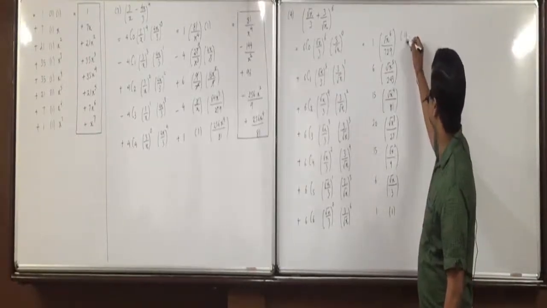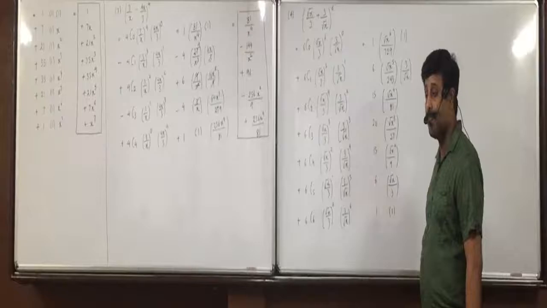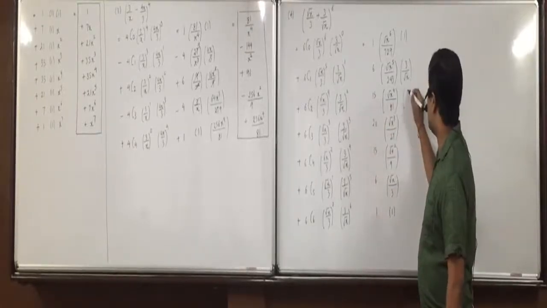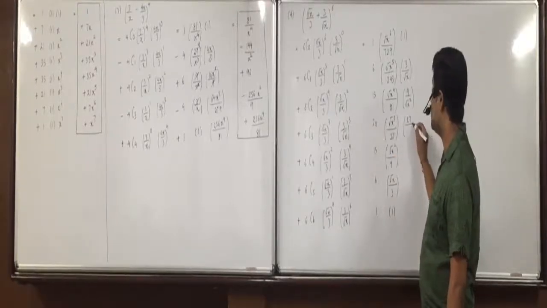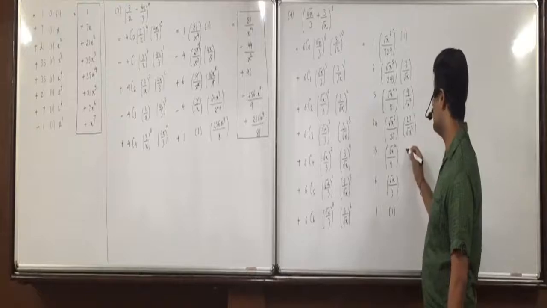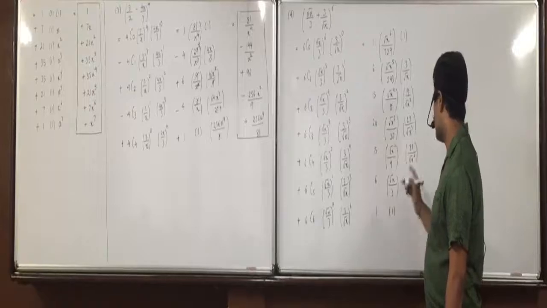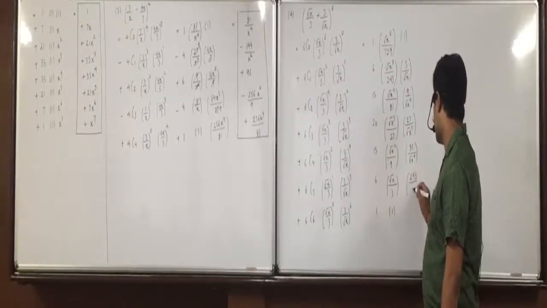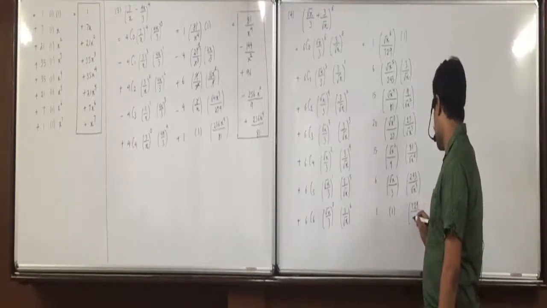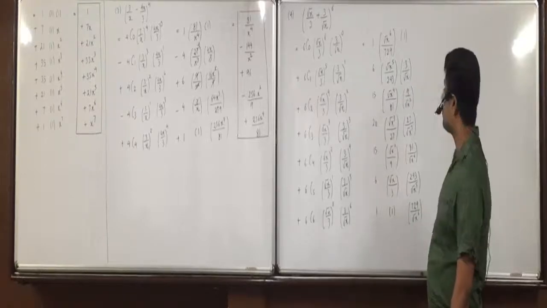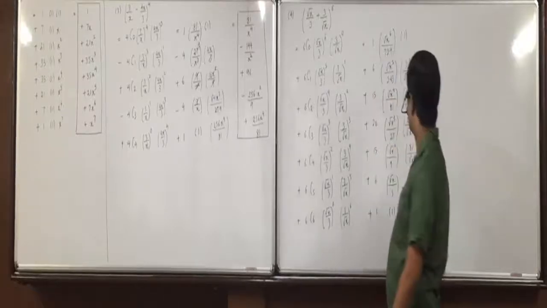Now, anything raised to 0 is 1. 3 upon root x raised to 1 is 3 upon root x. Now 3 square is 9 upon root x square. 3 cube is 27 upon root x cube. 3 raised to 4 is 81 upon root x raised to 4. 3 raised to 5 is 243 upon root x raised to 5. 3 raised to 6 is 729 upon root x raised to 6. And everywhere plus. All are clear with this?